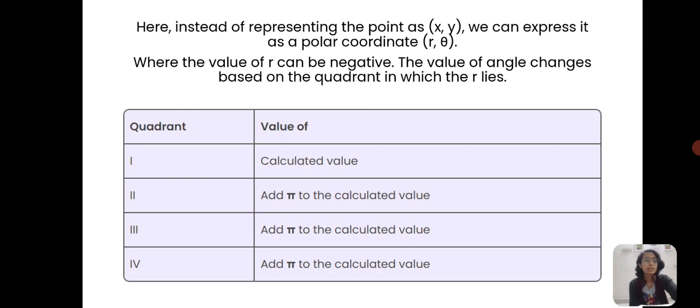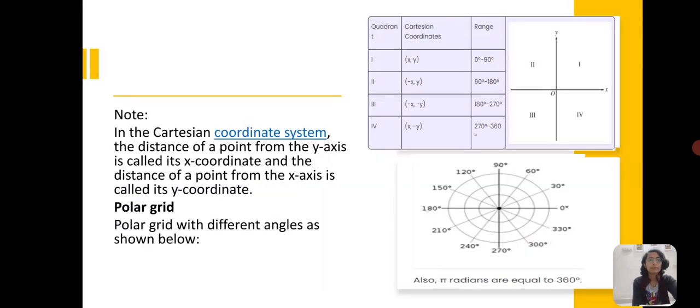Here, instead of representing the point as x, y, we can express it as a polar coordinate r, theta, where the value of r can be negative. The value of the angle changes based on the quadrant in which the point lies. So in quadrant 1, the value of theta is the calculated value. In quadrant 2, add pi to the calculated value. 3, add pi to the calculated value. And 4, it goes the same.